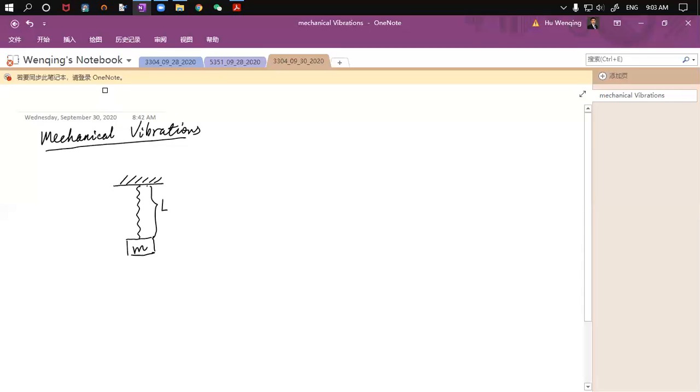Let me draw the picture like this. For example, I will say that the original length of the spring is capital L. Is it good for everybody? Suppose the natural length of the spring is equal to capital L. Then if you attach a certain mass to the other end of the spring, while the original end of the spring is attached to the ceiling, there is an elongation.